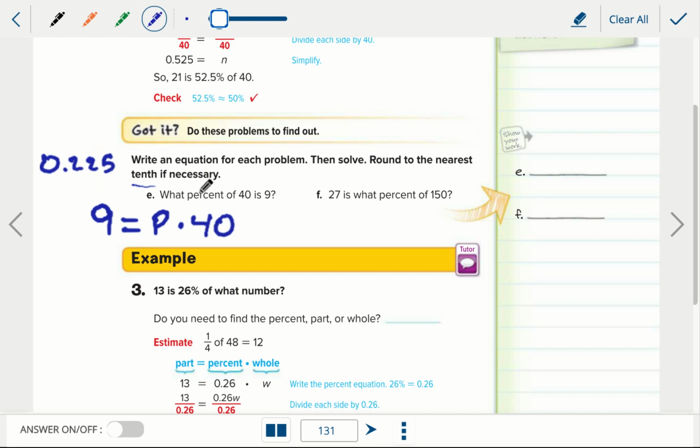But again, this one asks me for the percent. And when I find the answer to a percent problem, I have to remember that that was put in decimal form. So in decimal form, I need to change it back to percent form. Changing it back to percent form means multiplying it by 100, and I would get 22.5%.